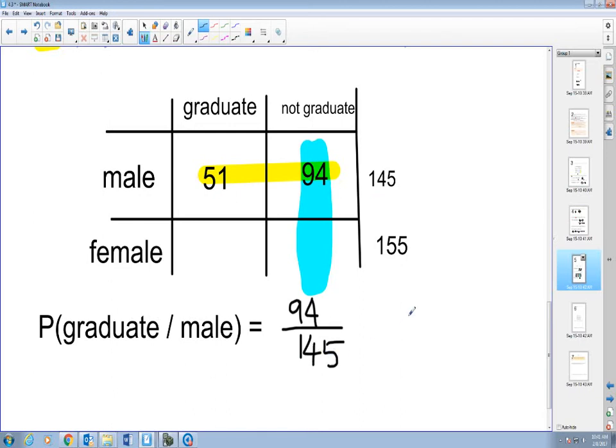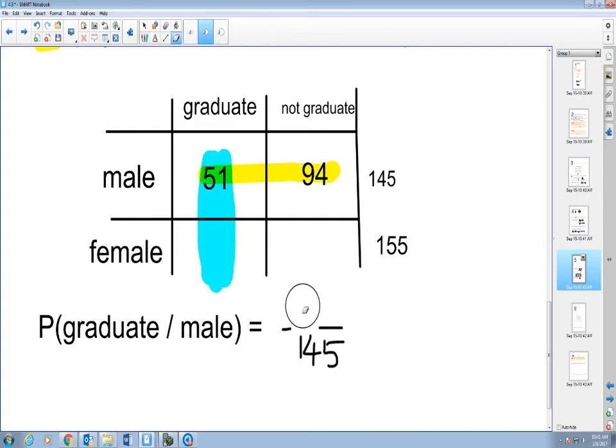Okay. I'm sorry. I highlighted the wrong number. I said the word graduate, I just highlighted non-graduate there. Sorry about that. Graduate degree. Having a graduate degree. 94 was not. So the answer is 51 out of 145.